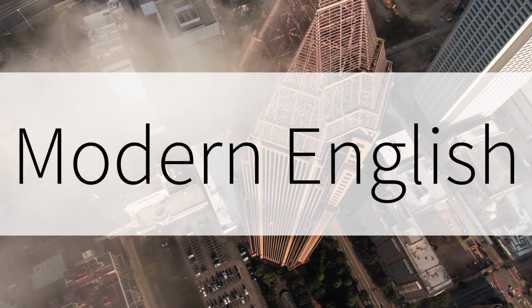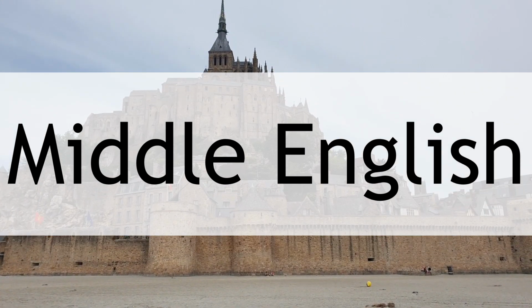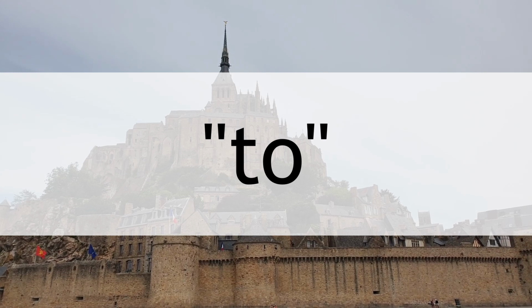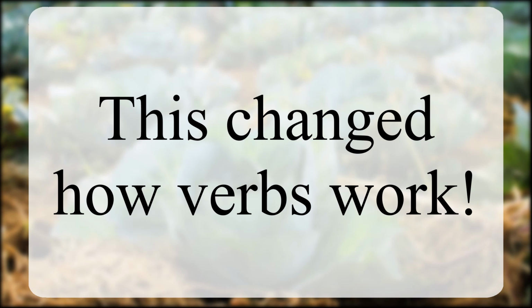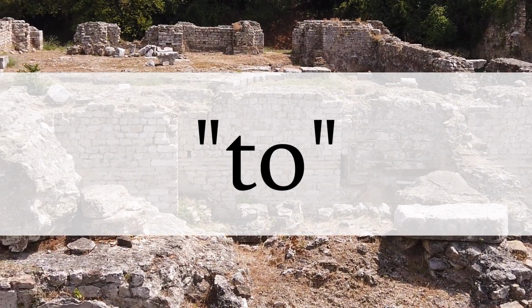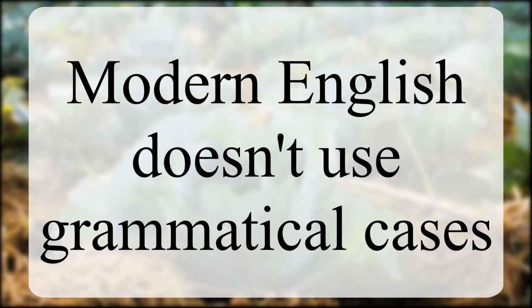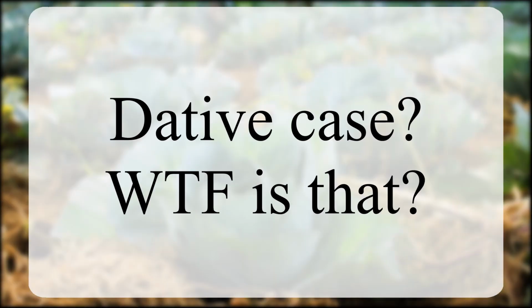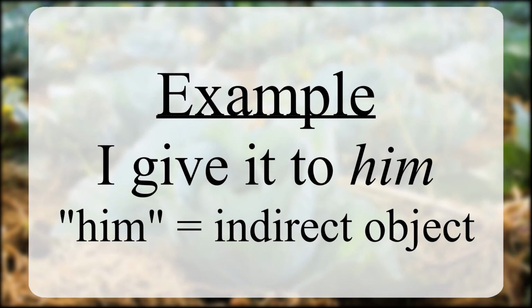We know that in modern English, we can't usually do this. In Middle English, speakers started to use the preposition to for the infinitive form, and this changed the way that we use and conjugate verbs in English. This use of the preposition was based on the Old English use of the preposition to with the dative case. English does not have cases anymore, remember, but the dative case is something that some languages use to mark the indirect object. For example, I give it to him.